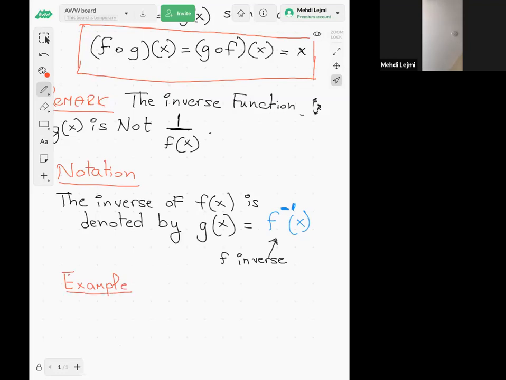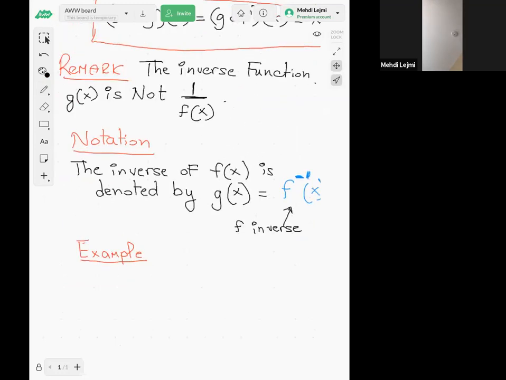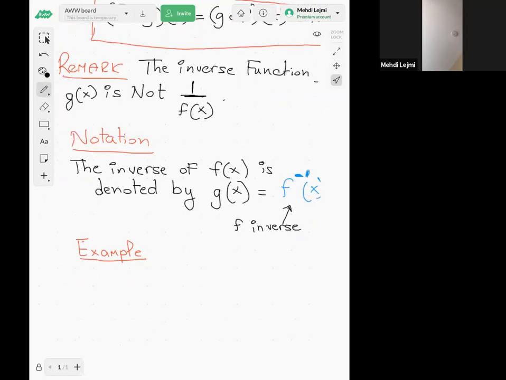Okay. So let's say f of x is 4x minus 7. That's my function f, and let's say g of x is x plus 7, the whole thing divided by 4. Okay, so I have these two functions, f and g, and I want to check if g is the inverse of f.